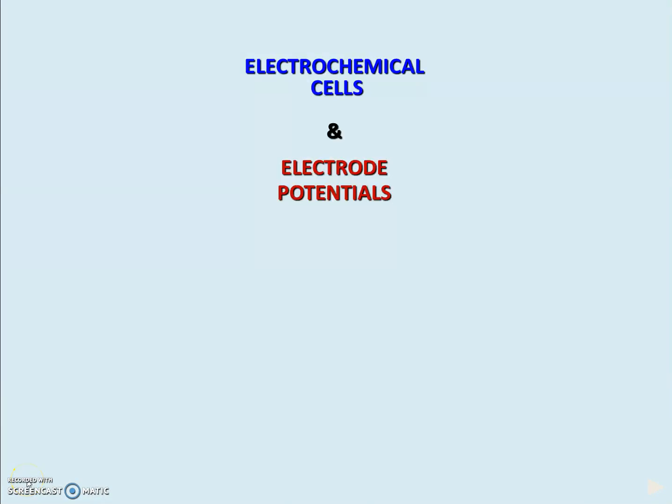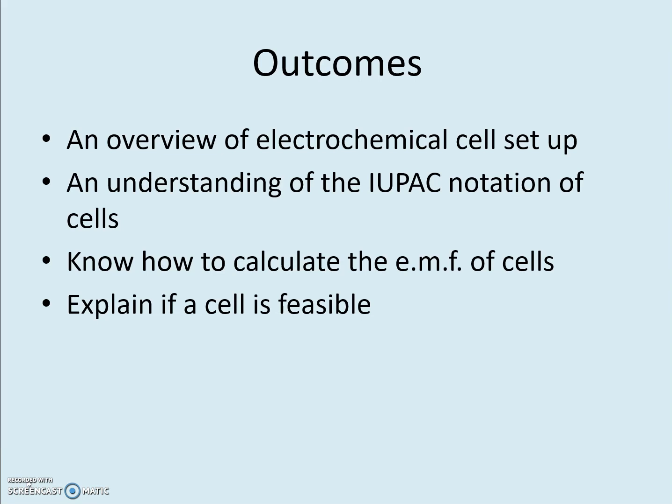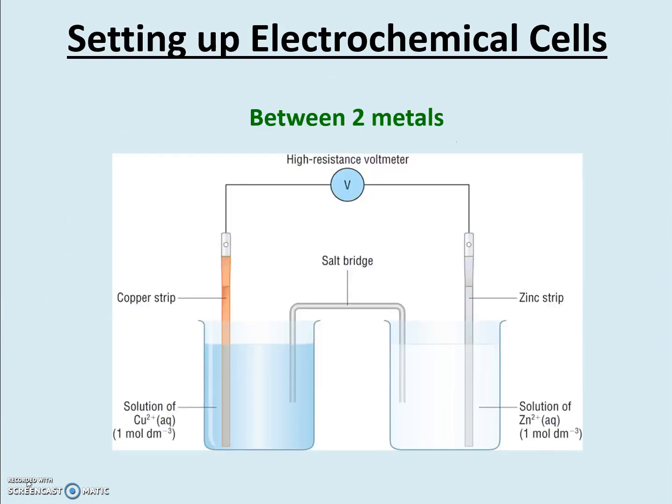Okay, welcome to this video on electrochemical cells and electrode potentials. The main things we're going to look at are the IUPAC notation of cells, calculating the EMF for cells, and explaining if a cell is feasible. Okay, so you may have seen these already.